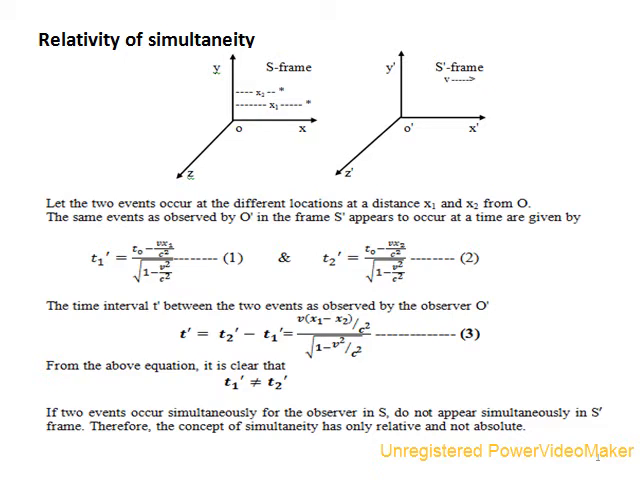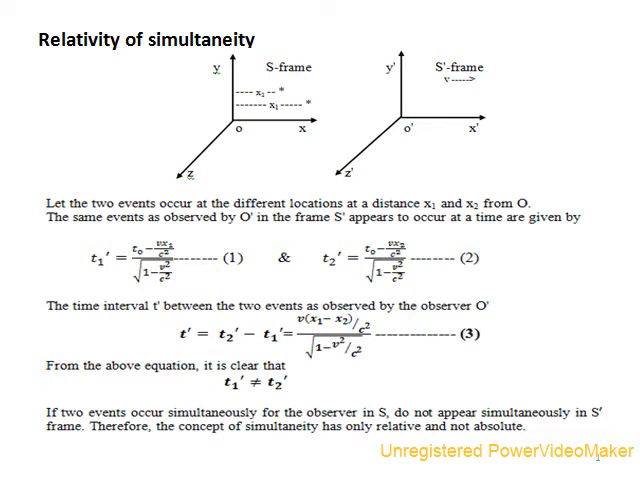Let the two events occur at different locations, at distances x1 and x2 from O. Means from the observer O, the two events occur at distances x1 and x2. The same two events, as measured by O dash in the frame S dash, appear to occur at a time given by the expression. For the same two events, the time is measured by the observer O dash in the frame S dash.